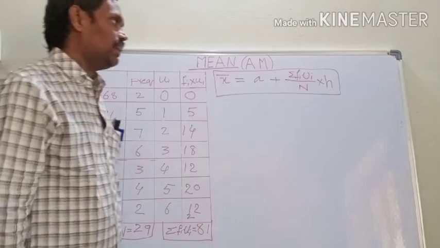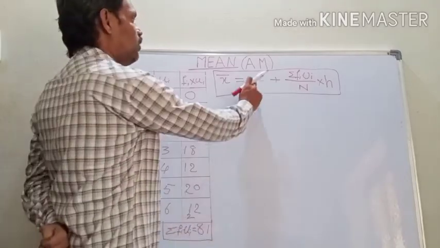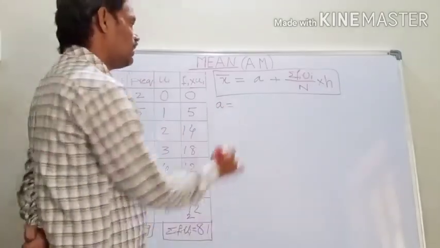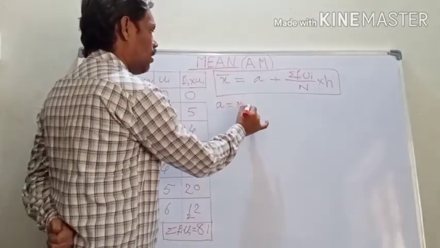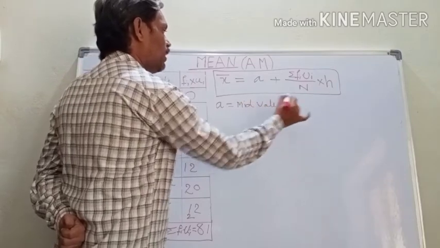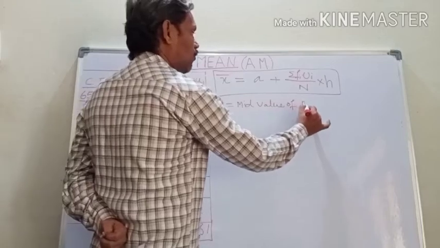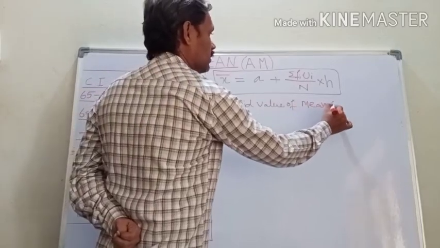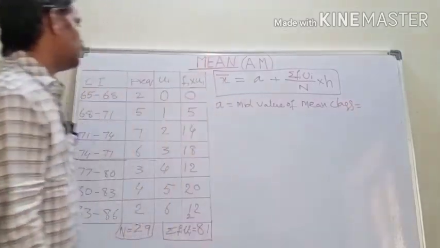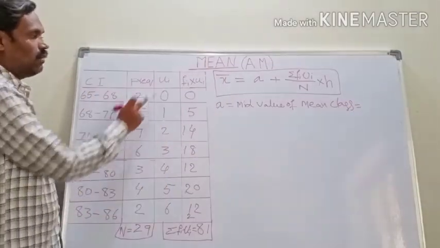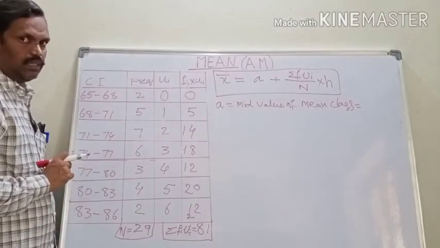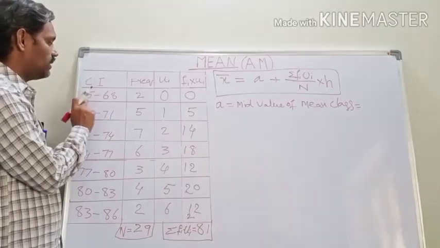So after highlighting the formula, write the values of a. What is the value of a? A is nothing but the mid value of the mean class. So what is the mid value of the mean class? Here what is the mean class? We are taking the first class as the mean class. In this problem, I am taking the first class as the mean class.